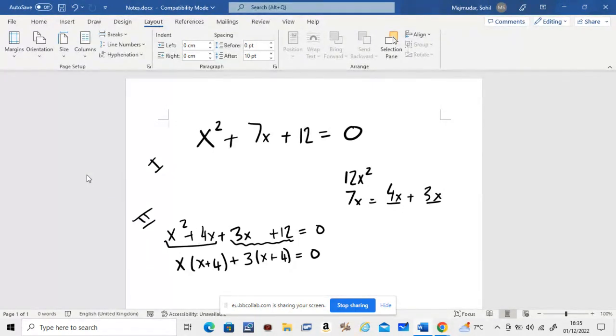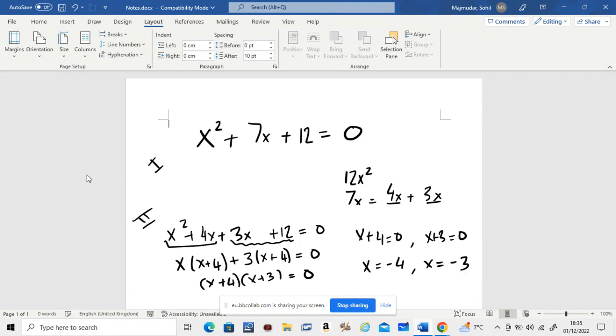And then what's common in the whole thing? What's common in the whole thing is x plus 4. So write it outside the bracket, and whatever is left, put it inside the bracket, which is x plus 3 equals 0. So this problem ended up becoming x plus 4 and x plus 3 with all the steps. And then if the question is to find the value of x, you make the two brackets equal to 0. So the two answers for x you get is x equals -4 and x equals -3.